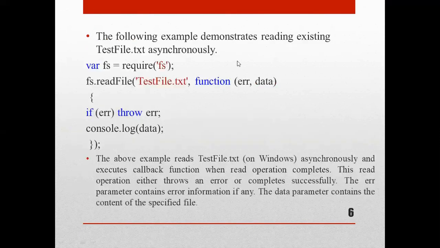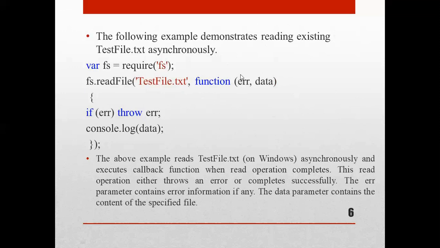See the example for reading the file. Consider one file, testfile.txt. We are going to read the file asynchronously here. So first we have to import the fs module using the require function. Take one variable, fs, equals require function. Inside that, name the module in single quotes. After that, use the fs.readFile function and pass the parameter as the file name in single quotes.